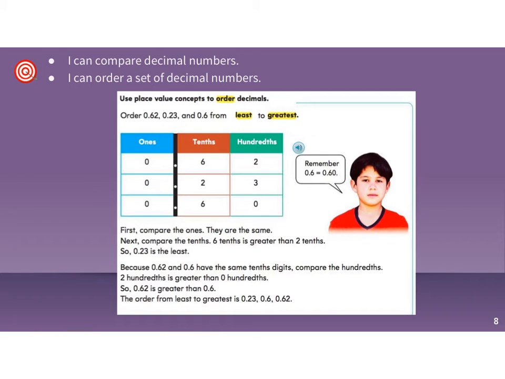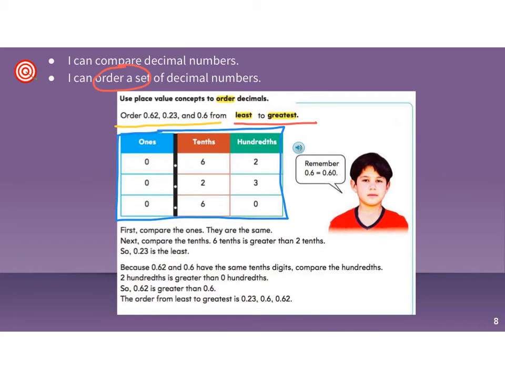Now moving along to ordering, we would follow the same steps if I were to take a set of decimal numbers and put them in order. I would either put them in order from least to greatest or greatest to least. So if I've been given this set of numbers right here, there's 3 numbers. The diagram shows comparing by place.